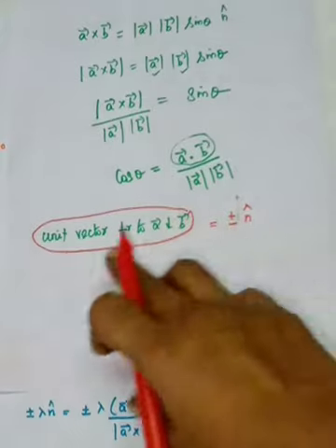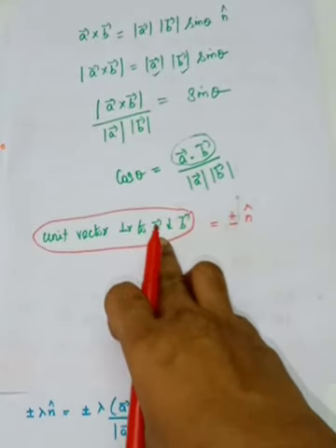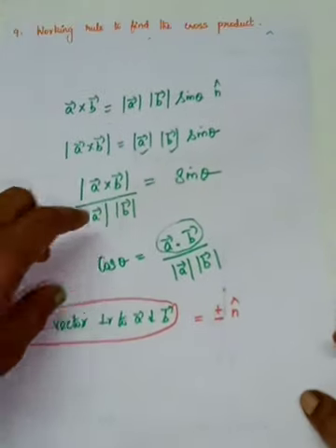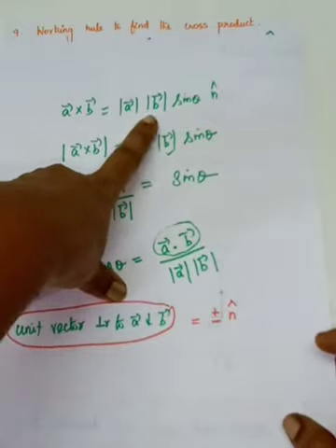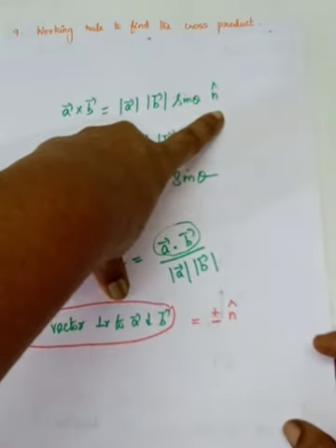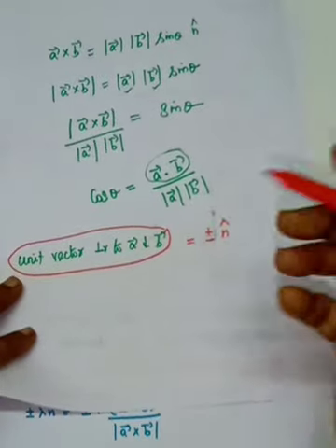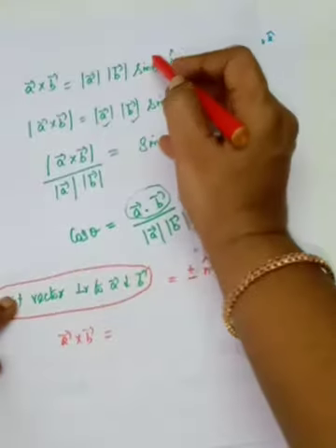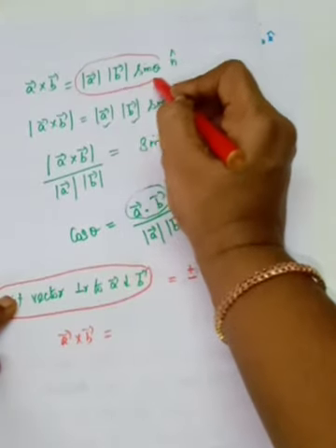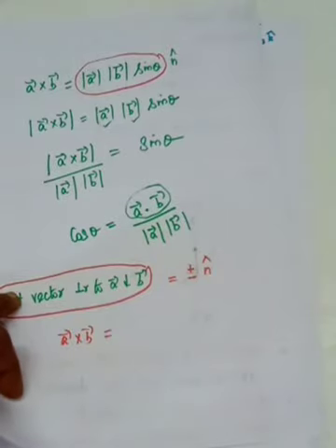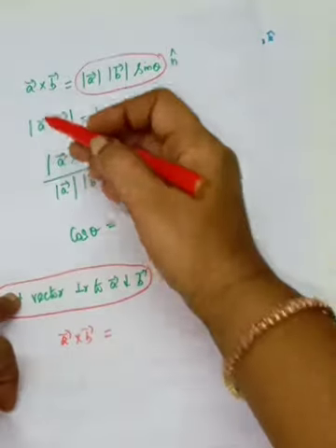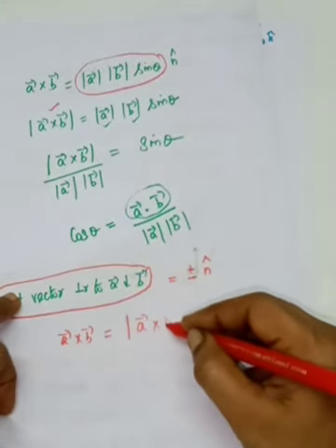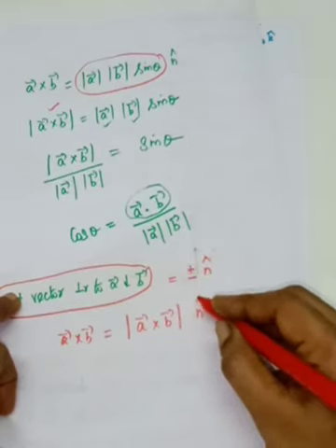N cap is a unit vector perpendicular to a vector and b vector. You take the definition. What is the definition? A cross b is equal to modulus of a vector, modulus of b vector, sine theta n cap. So you take a vector cross b vector. In the place of modulus of a, modulus of b, sine theta, we can write modulus of a vector cross b vector into n cap.